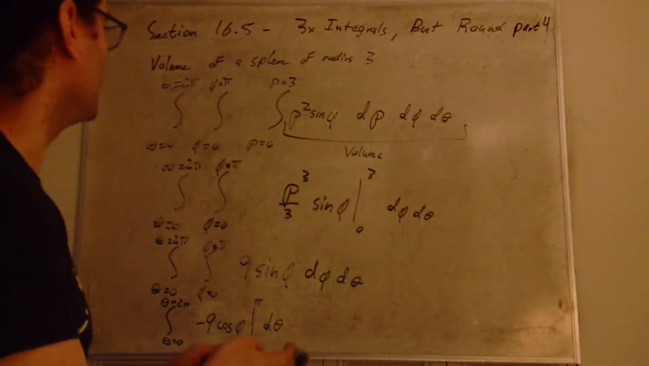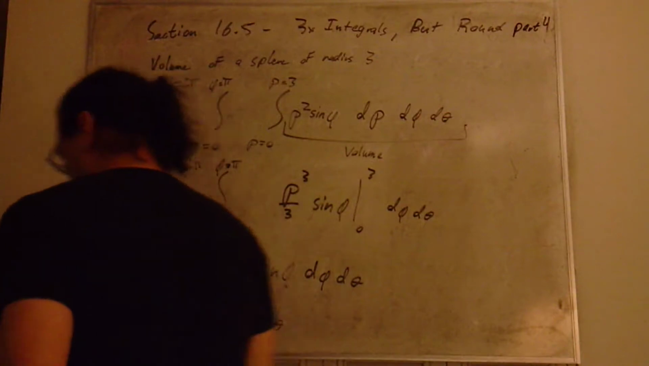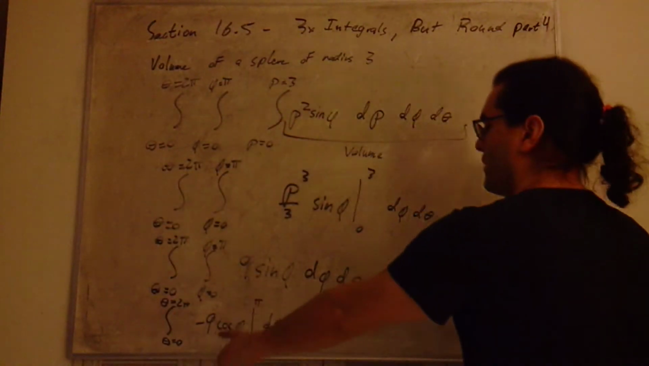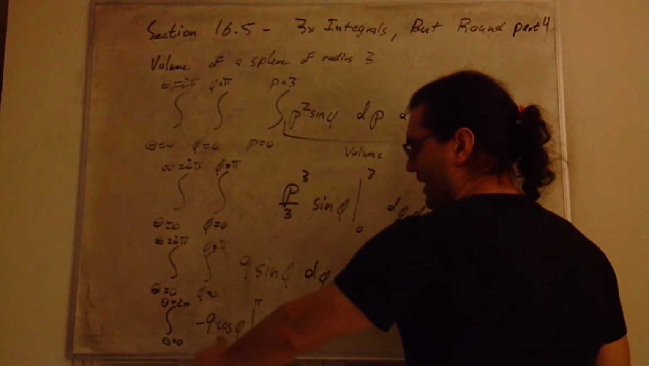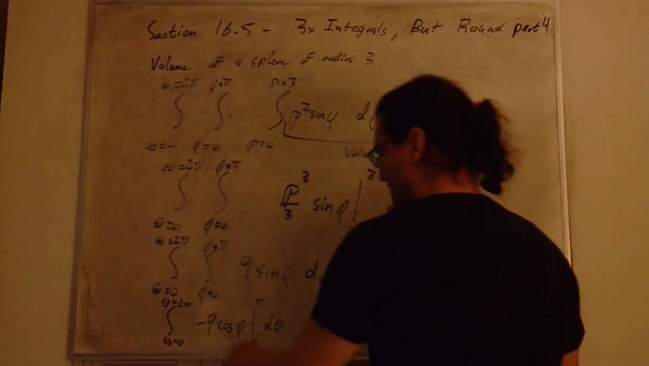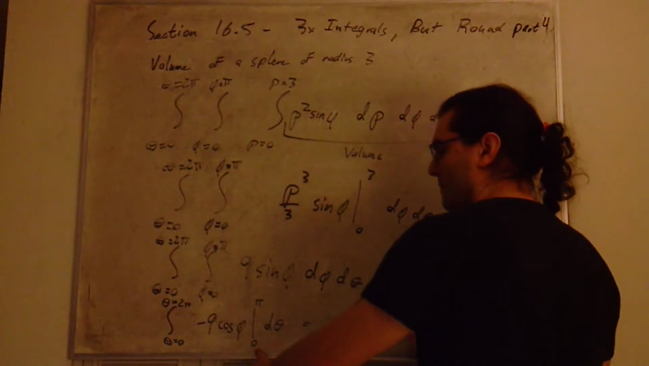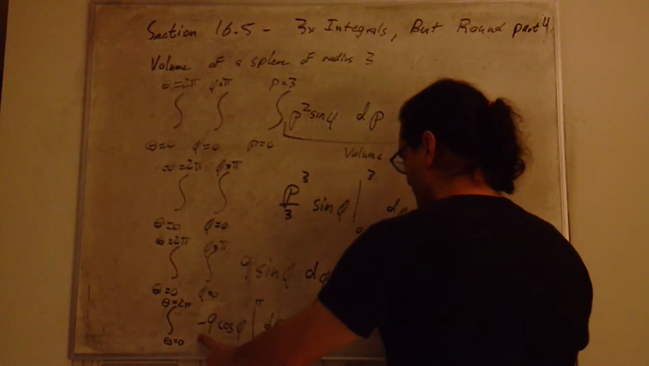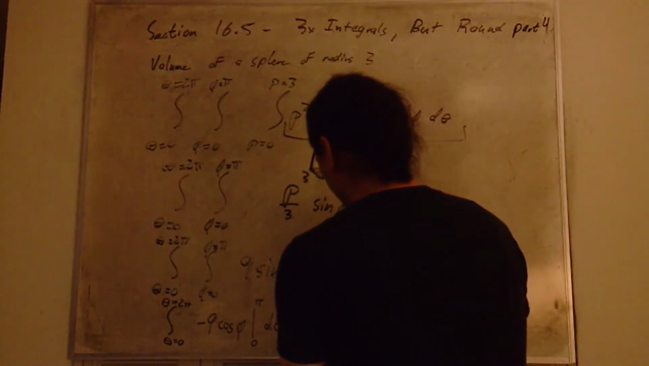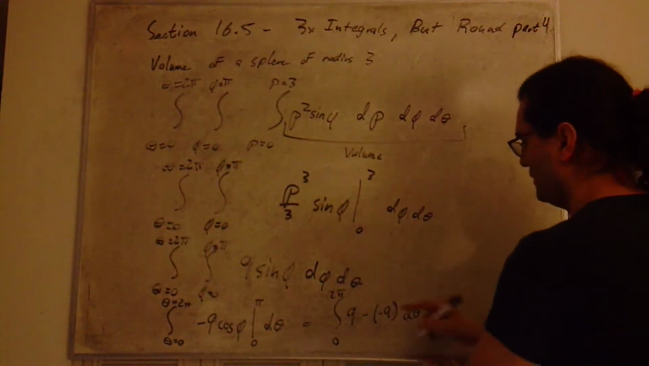Now I need to start erasing some of these things. Or maybe I don't. Maybe I can squeeze this in. When you plug in pi into cosine of phi, you get negative 1. So this is going to be positive 9. When you plug in 0, you get positive 1. So this is 9 minus negative 9 integral from 0 to 2 pi d theta. So this is 18.